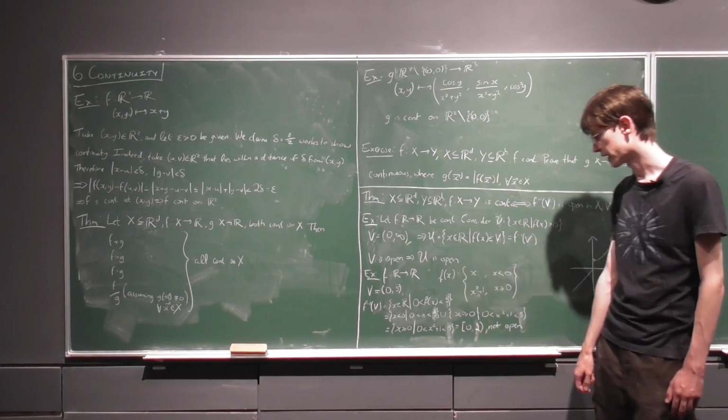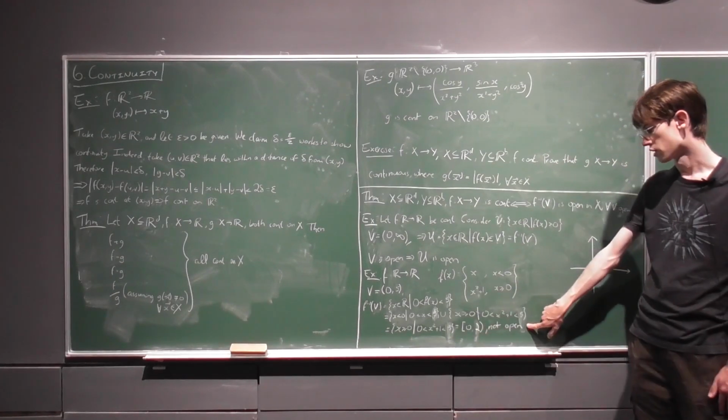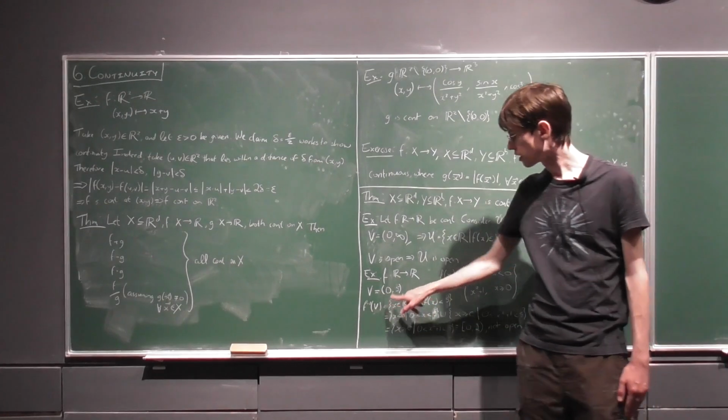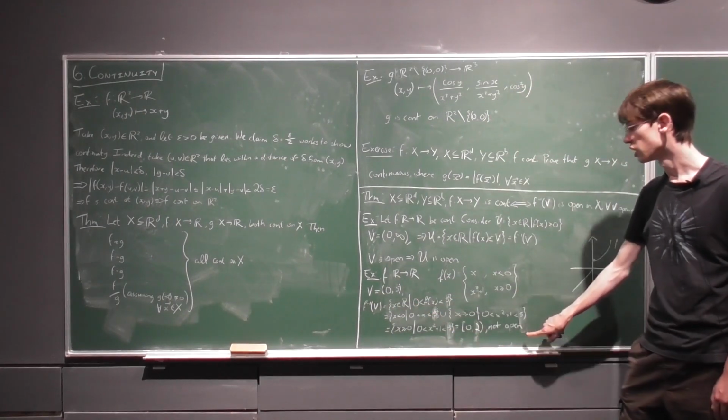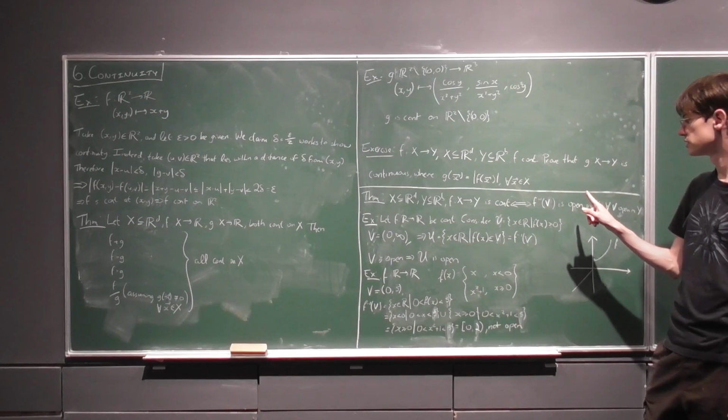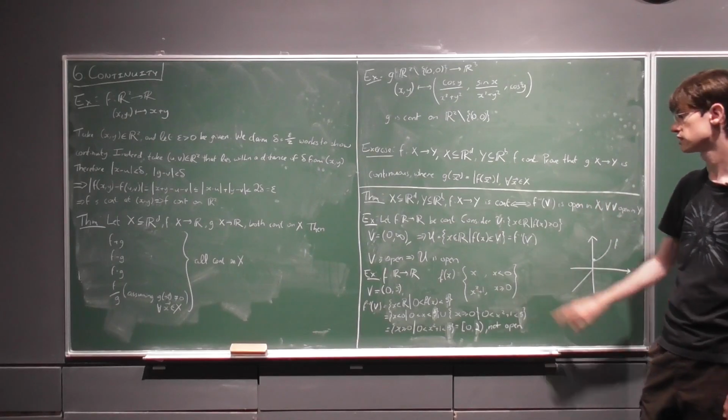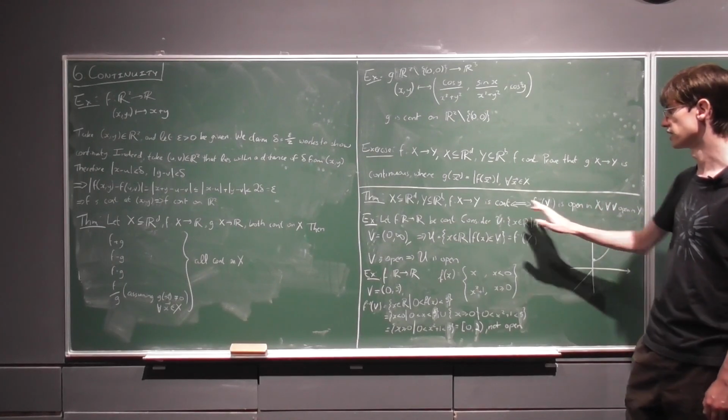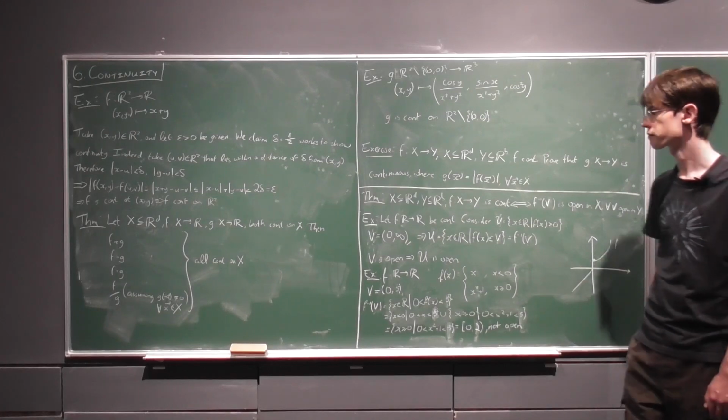0 to 2, 0 inclusive, which is not open. So the pre-image of an open set wasn't open. That means it was not continuous. So it violates this side of the theorem.